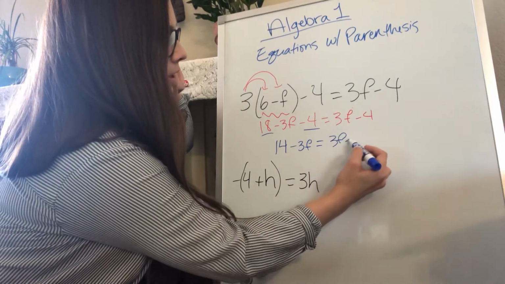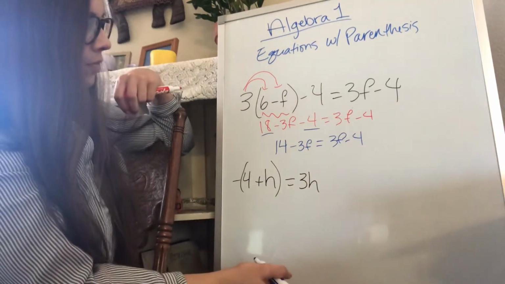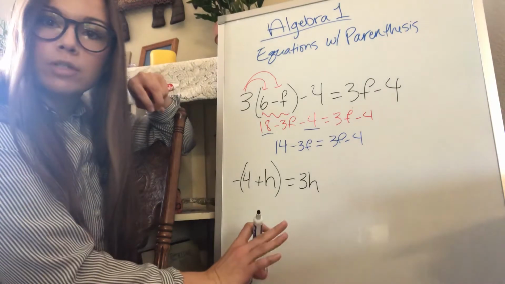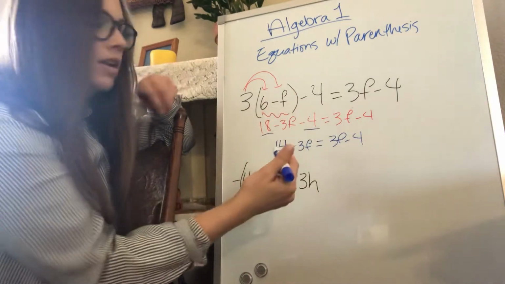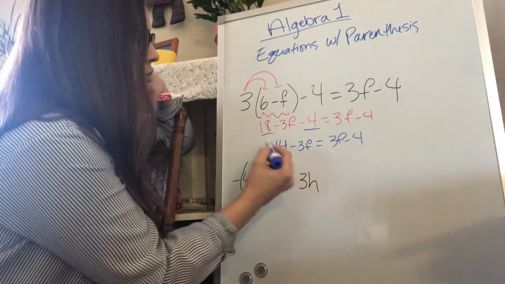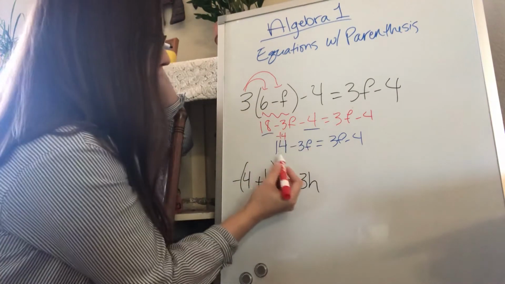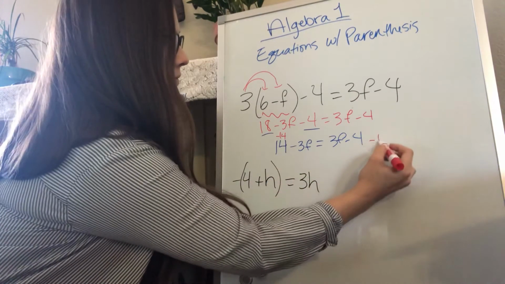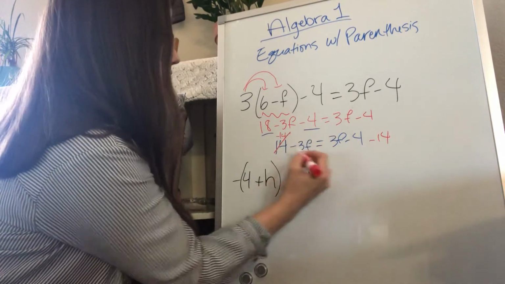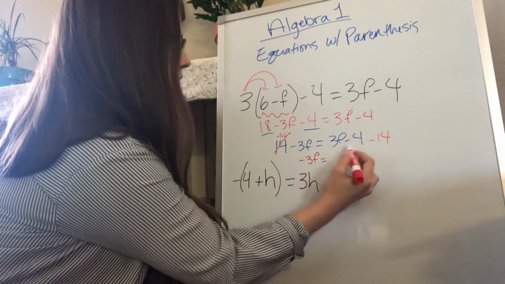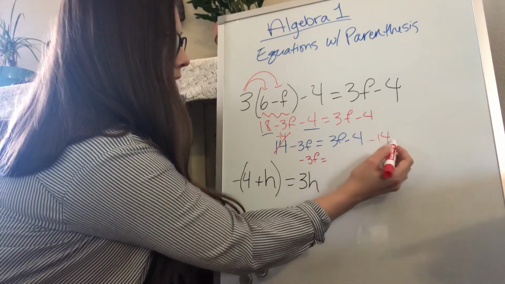3f minus 4. Okay, so now I need to decide which side I want my variables on, which side I want my numbers on. I like to keep my variables on the left, so I'm going to do that. So I'm going to subtract this 14 from both sides. Okay, cross it out over here because that cancels. Bring down my negative 3f. And then negative 4 minus 14.